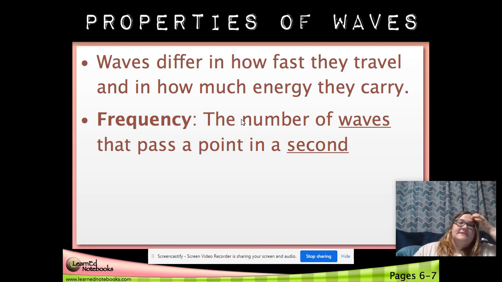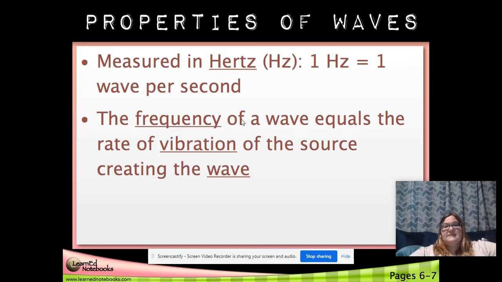Waves differ in how fast they travel and how much energy they carry. So the frequency is the number of waves that pass in a second. If we measure this in hertz, 1 hertz is 1 wave per second. 5 hertz is 5 waves per second. 11 hertz is 11 waves per second.